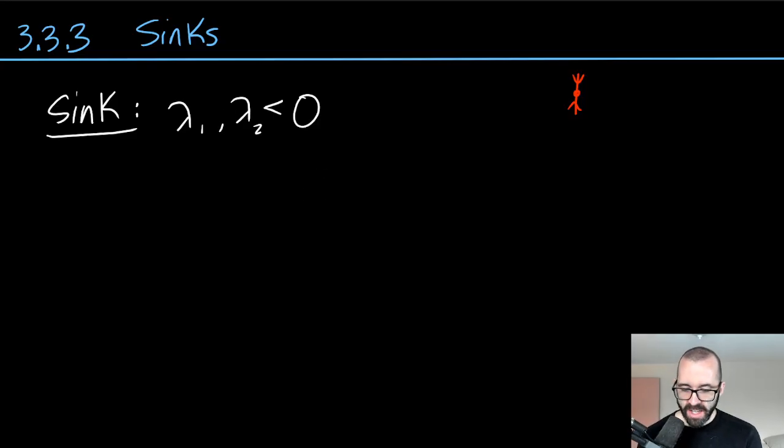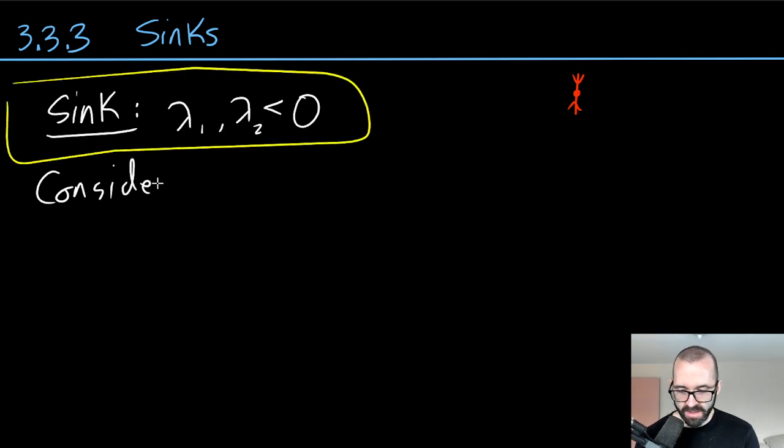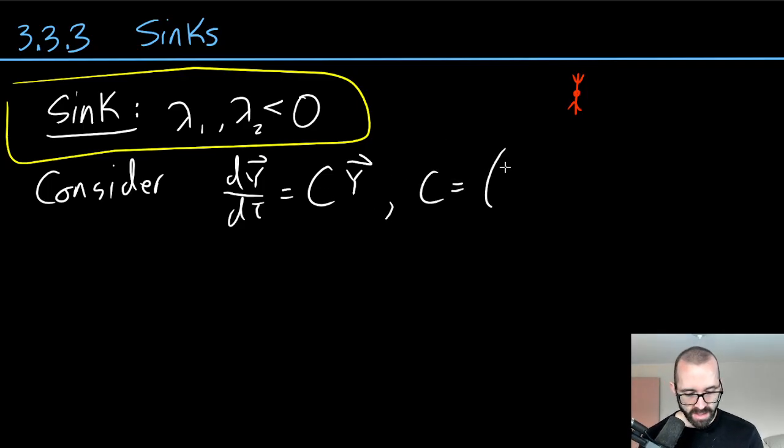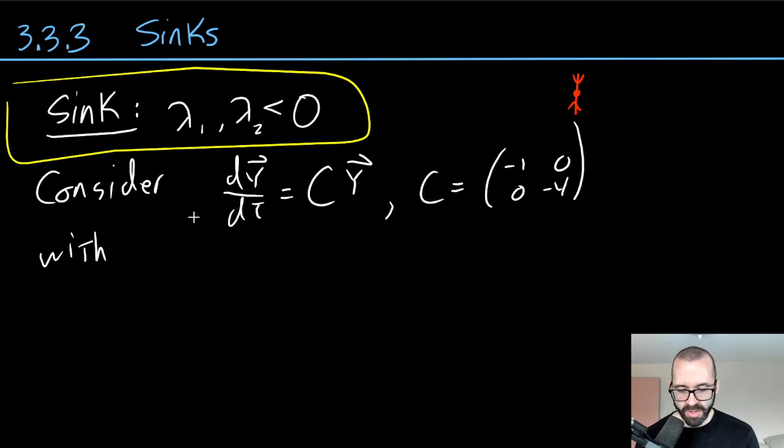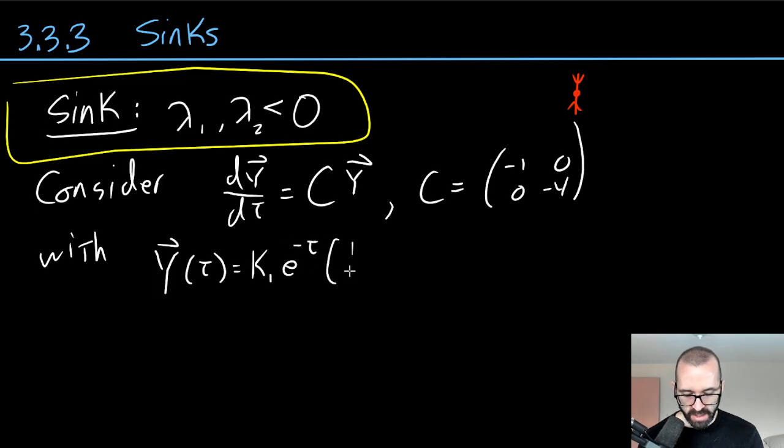So let's talk a little bit about that and do an example. Consider dy/dt is some matrix times y. We did an A matrix, a B matrix, and now it's time for our C matrix. All right, and we're going to do a bit of a boring matrix to start. I'm going to give you a general solution. You can pause the video and get the general solution if you want, but I'll just give it to you. y of t is equal to k1 e to the negative t times the eigenvector (0, 1) plus k2 e to the negative 4t times the eigenvector (0, 1).